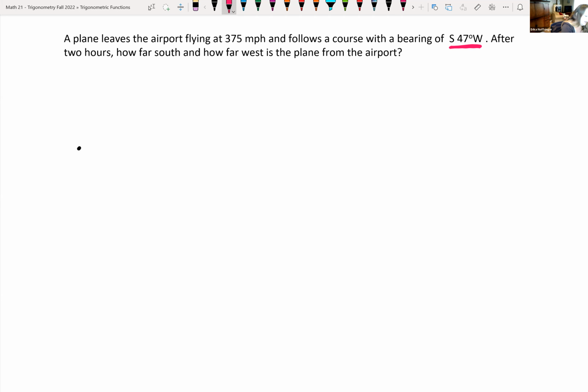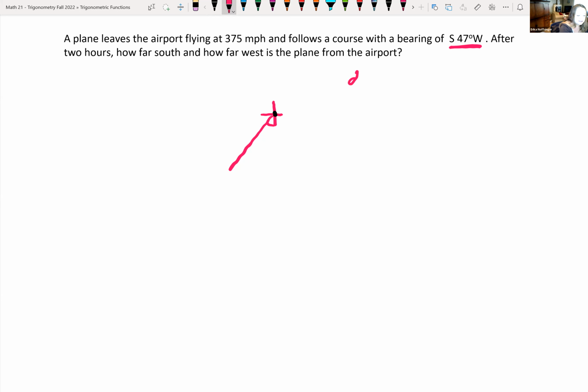So I tend to like to make a cross there. And I am starting at the south and I'm heading west. So starting at the south, vertical line at the south and heading 47 degrees to the west. So that's about right here. So like the origin is where the plane is starting at the airport. And they're heading this direction for 2 hours at 375 miles per hour.